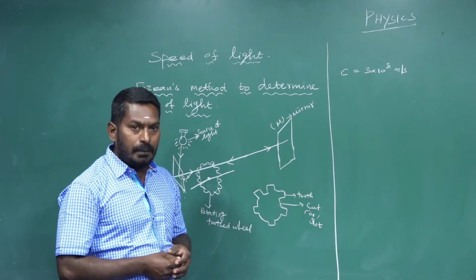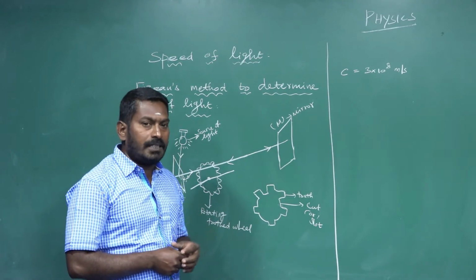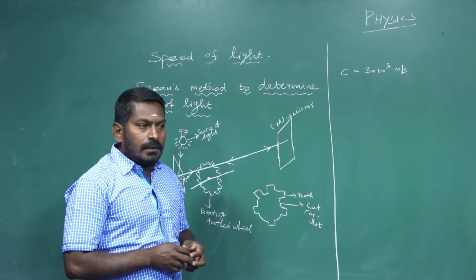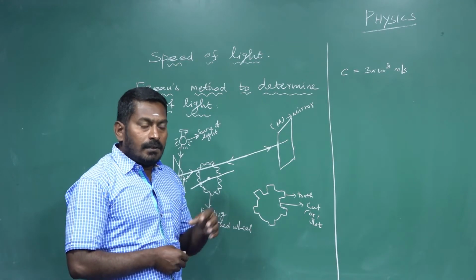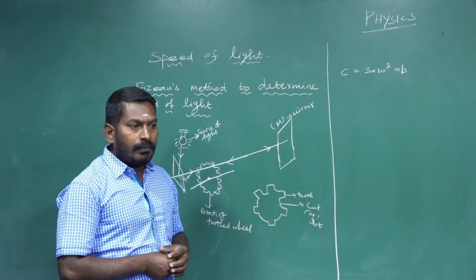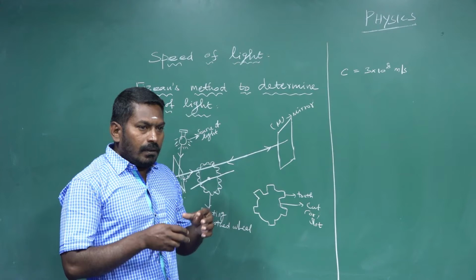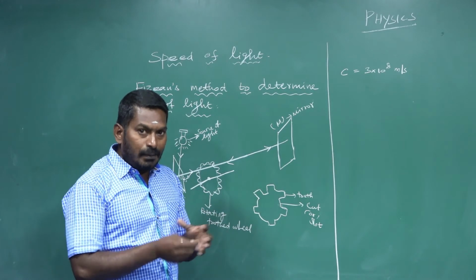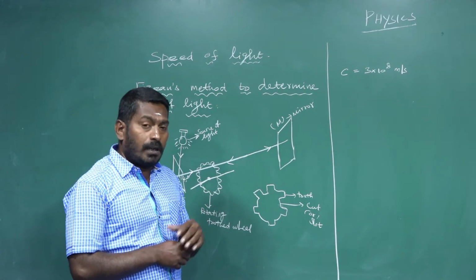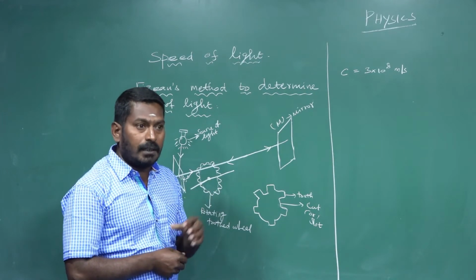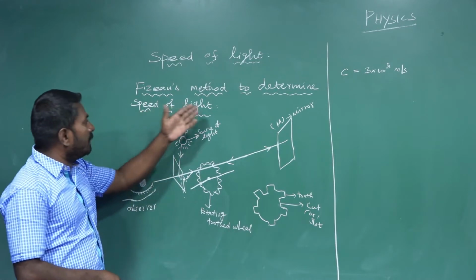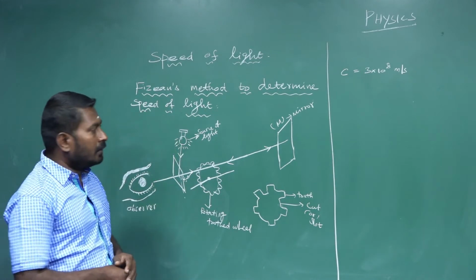Several attempts were made by scientists to determine the speed of light in air. Among these, the earliest attempt was made by the French scientist Hippolyte Fizeau. He determined the speed of light in air, a value almost close to the actual value. Now we are going to see Fizeau's method to determine the speed of light.